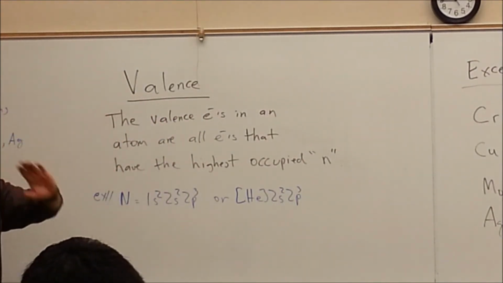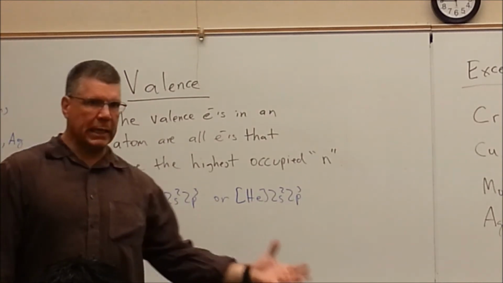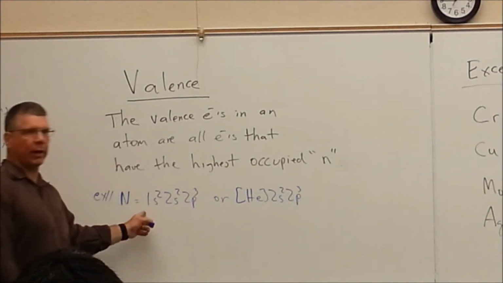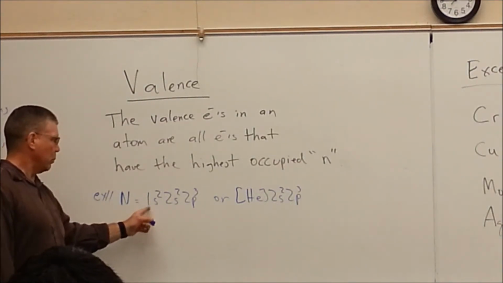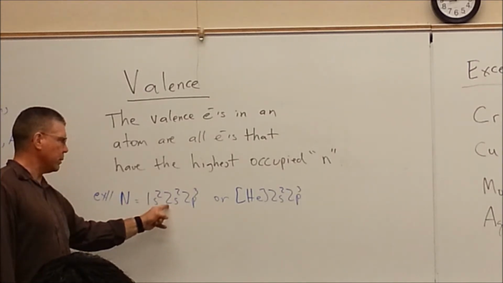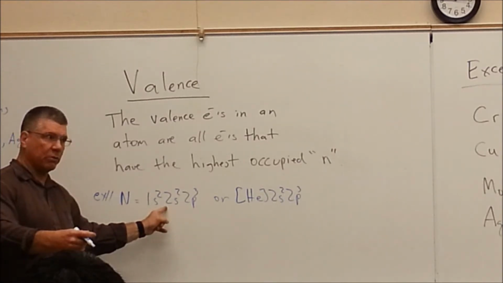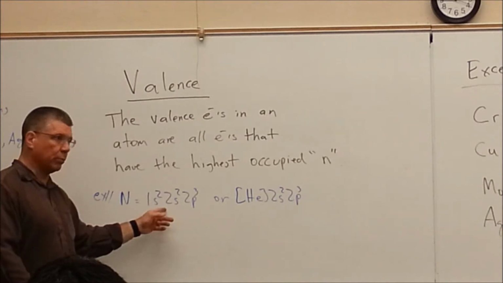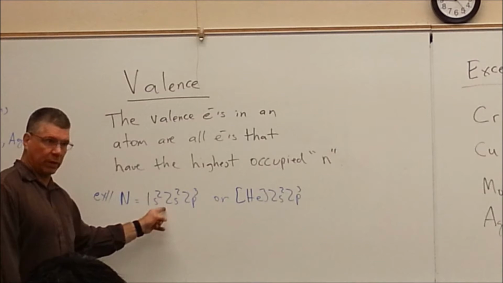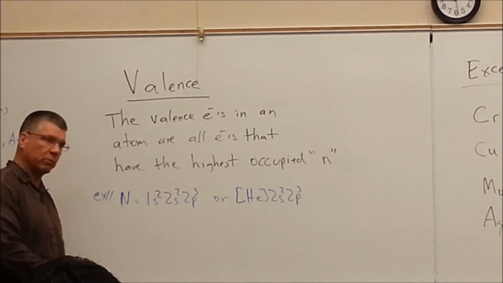So, the definition of valence electrons: valence electrons are the electrons that have the highest occupied n in a given atom. So remember, n is the number in front of the letter, right? It's the principal energy level. 1, 2, 3. So in nitrogen, the highest occupied n is n equals 2. So all electrons in nitrogen that have n equals 2 are valence electrons. These two here have n equals 2. These three here have n equals 2. So a total of 5 valence electrons.